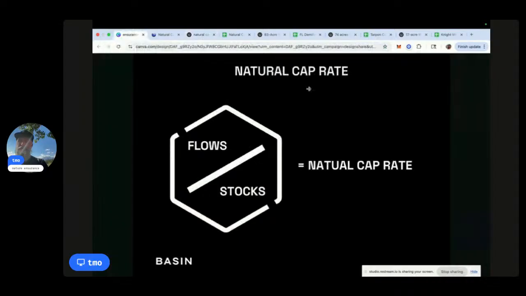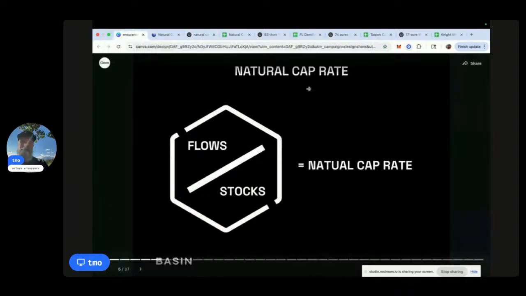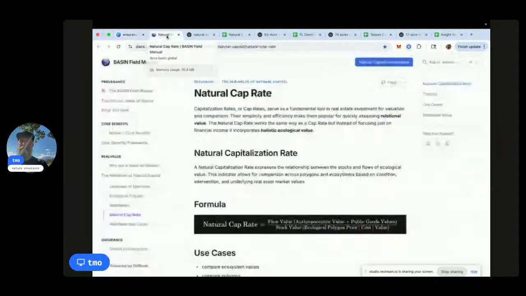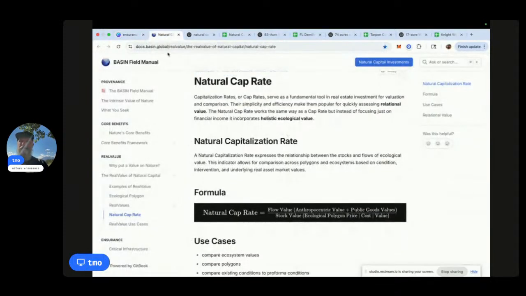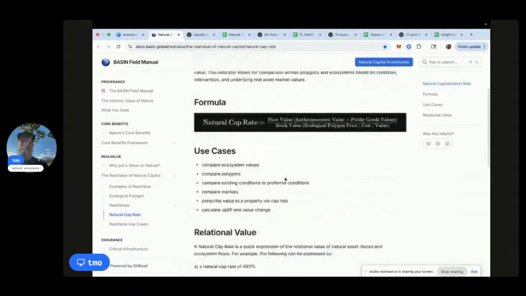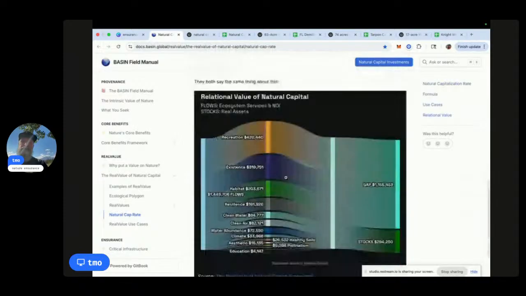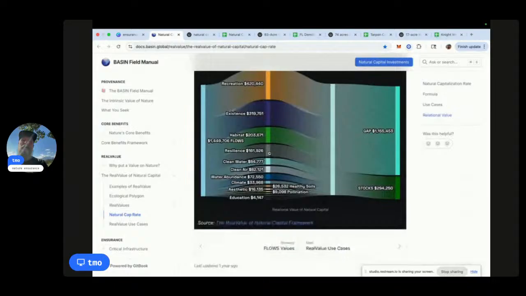Also, just real quick, we have basically a natural cap rate, right? Flows divided by stocks, similar to a cap rate. Income divided by value equals the cap rate. If you want to see the rationale behind it, just go to our docs, docs.basin.global, and you can see the formula. It has use cases, it has examples, it talks about relational value.